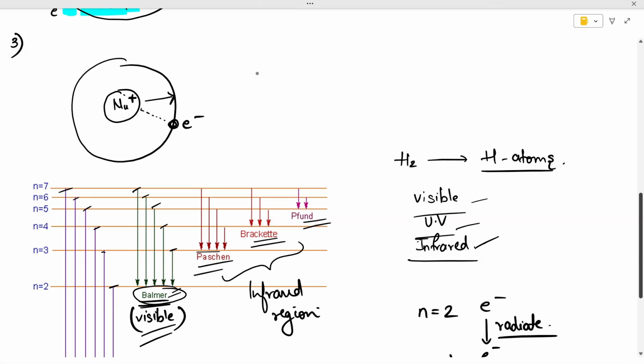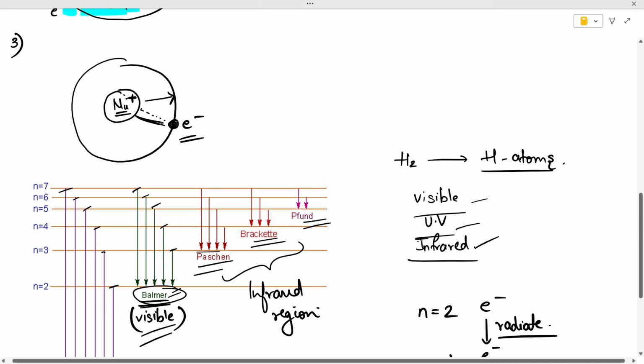Now, Bohr said that there is a certain electrostatic force of attraction between the electron and the nucleus. This is the electron here. This is the nucleus. The nucleus is positively charged. The electron is negatively charged. So there must be some electrostatic force of attraction here. This is the electrostatic force of attraction.